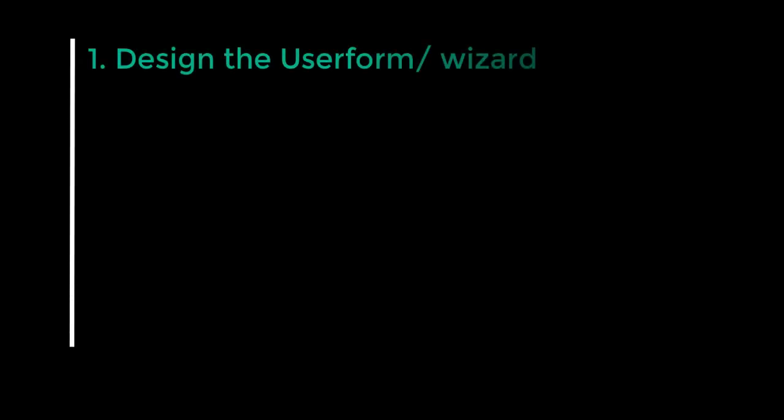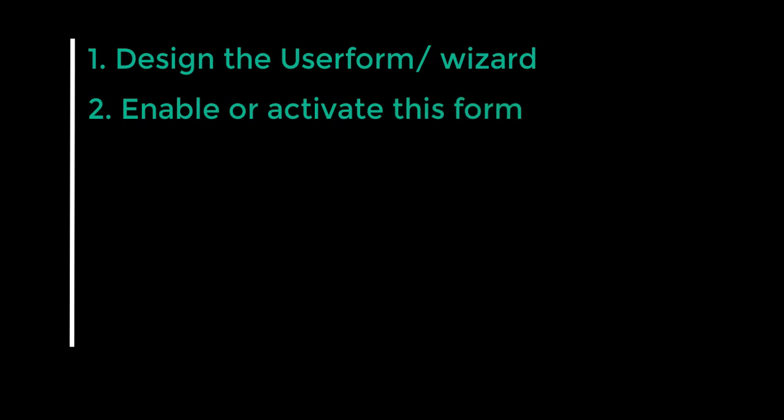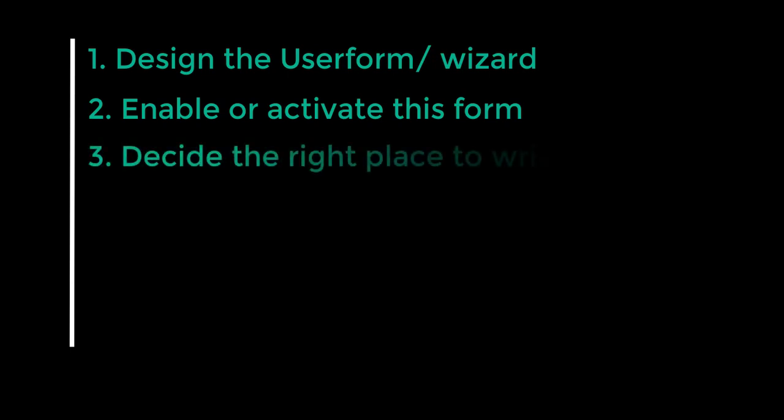We will create this wizard in 7 easy steps. In the first step, we will design the user form or wizard. Once the form is ready, the second step is to enable or activate this form. Third step is the most important one. Here you will decide the right place to write the macro.